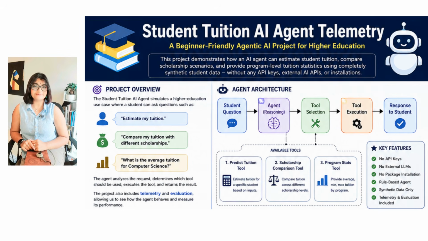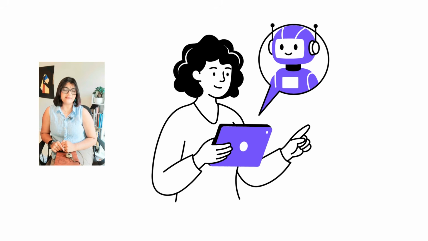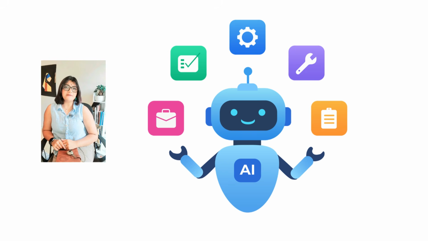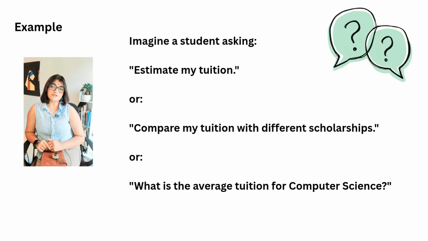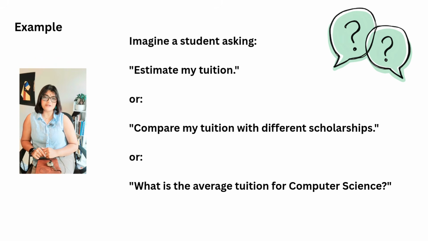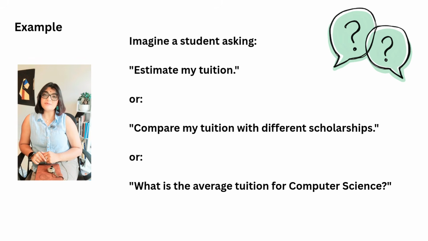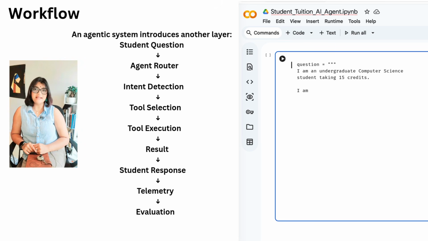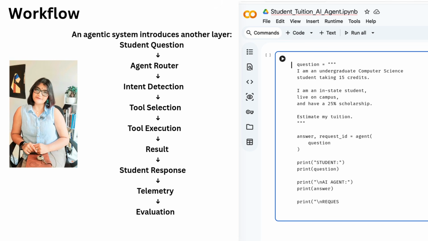Now comes the agent. Instead of automatically running the same function every time, I give the agent several tools and let it decide which one should handle the question. "Estimate my tuition" selects the tuition prediction tool. If I ask, "Compare my tuition with different scholarships," it selects the scholarship comparison tool. If I ask, "What is the average tuition for computer science?" it selects the program statistics tool. First the student asks a question, then the agent does tool selection, tool execution, result, and finally the student gets an answer.